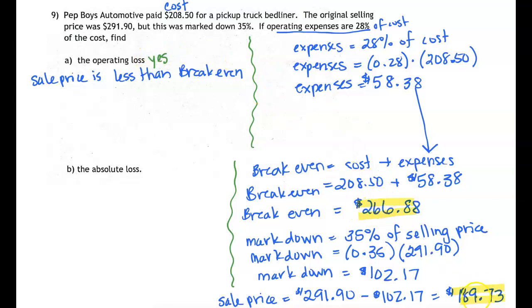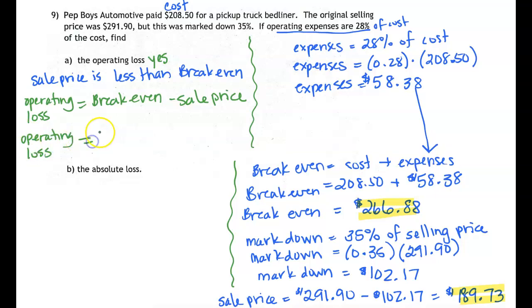To calculate it, we need to subtract them. So our operating loss is the break even minus the sale price. So to find the operating loss, our break even is $266.88, and the sale price was $189.73, and that gives us an operating loss of $77.15.